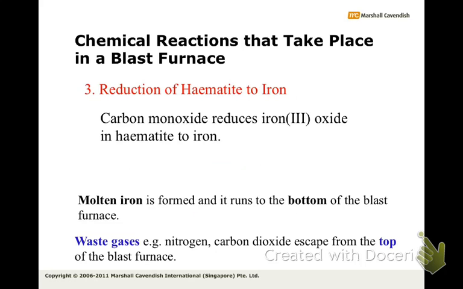Your carbon monoxide will reduce the iron trioxide in hematite to form iron, and this is one of the most important equations in your blast furnace, because sometimes they don't ask you to describe the whole blast furnace. They just want the equation. A lot of you did not memorize how to balance the equation. Please memorize it. From there you get molten iron, and it goes to the bottom of the blast furnace.